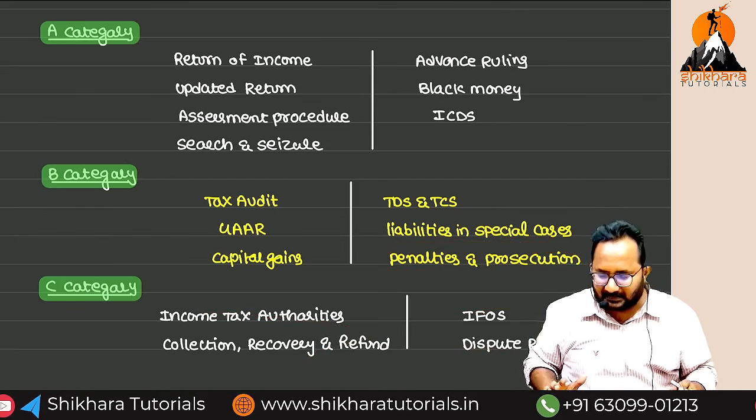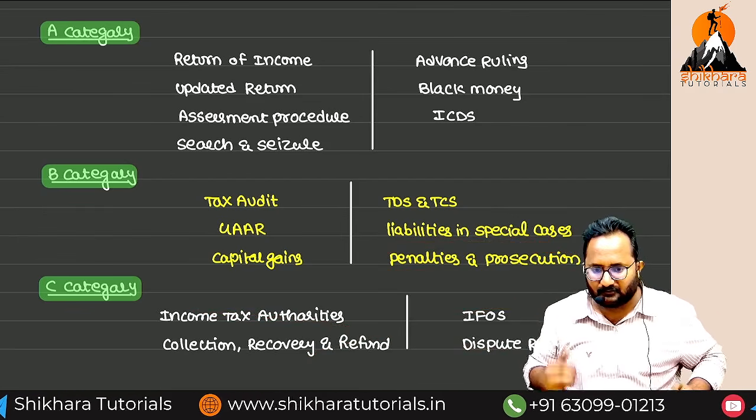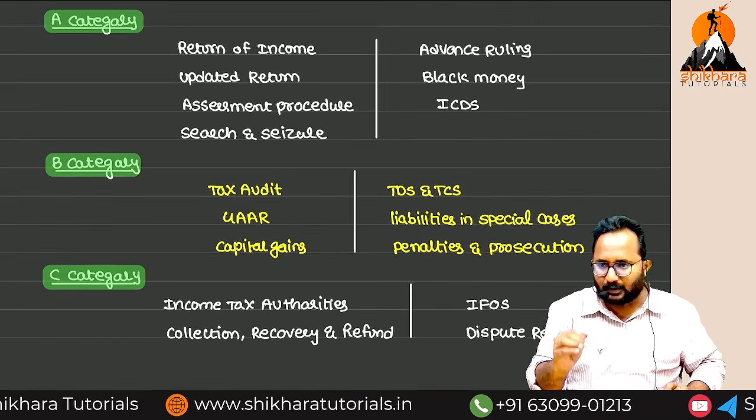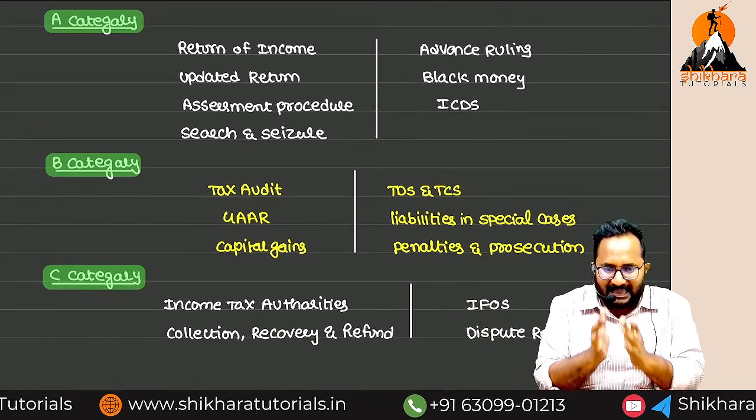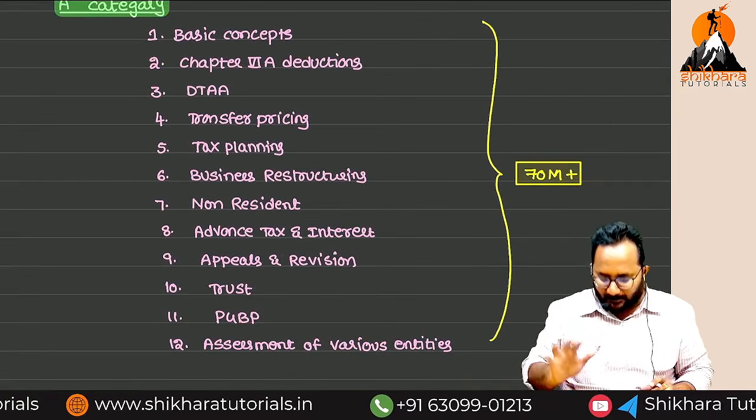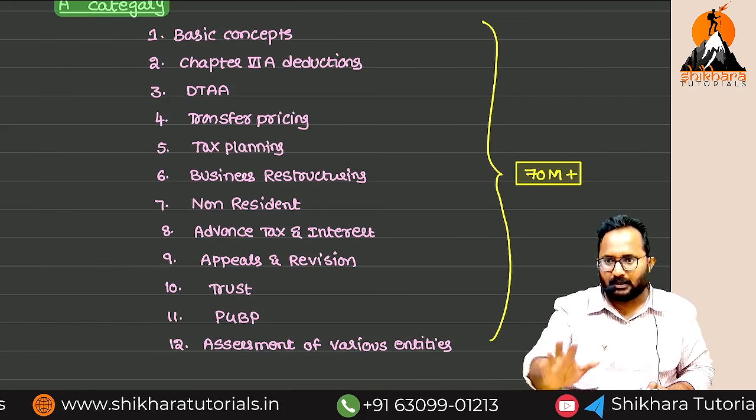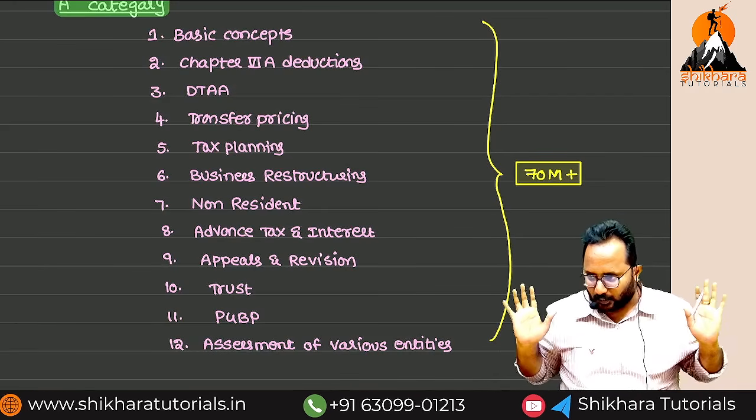Then income tax authorities, collection, recovery, refund, income from other sources, as well as dispute resolution committee. So in this ABC analysis, again I want to communicate, if you prepare these 12 chapters thoroughly, you can score exemption without any doubt.